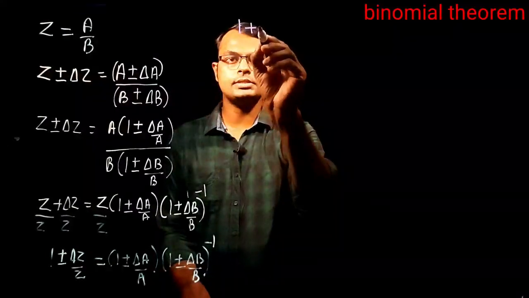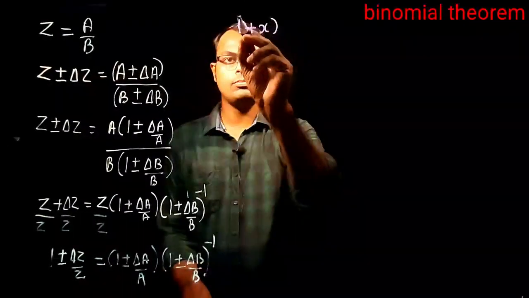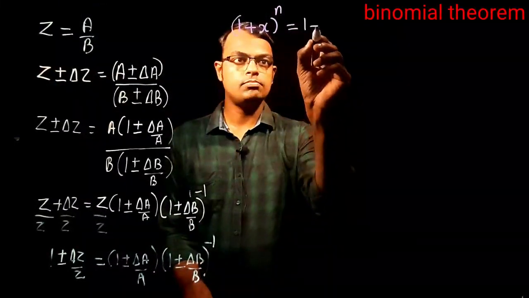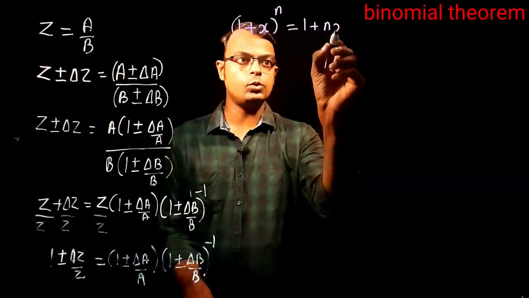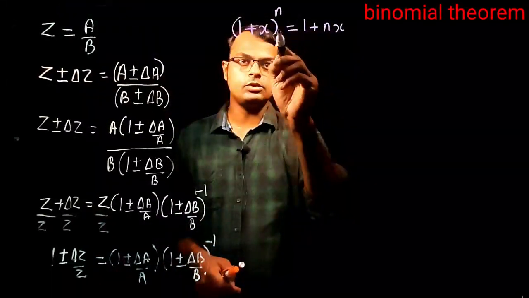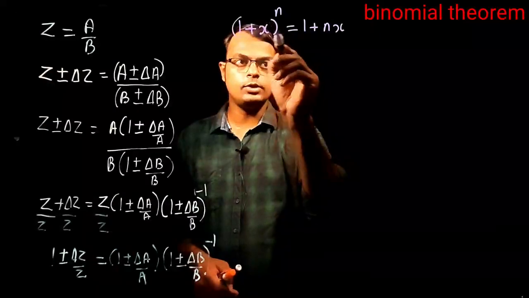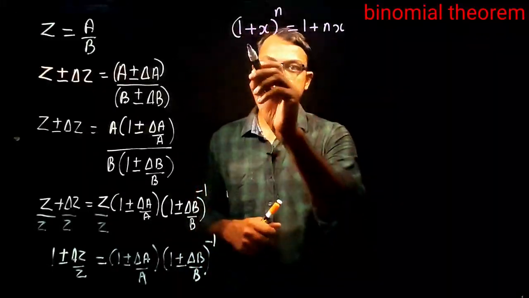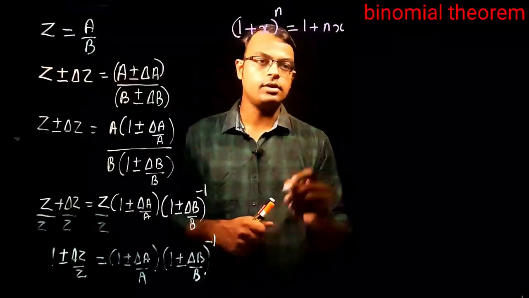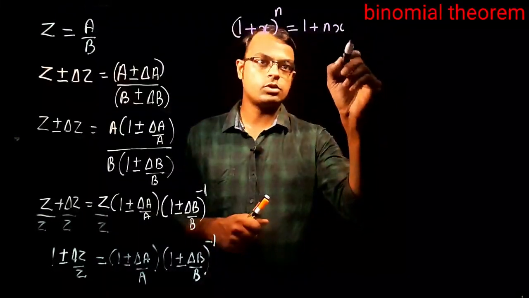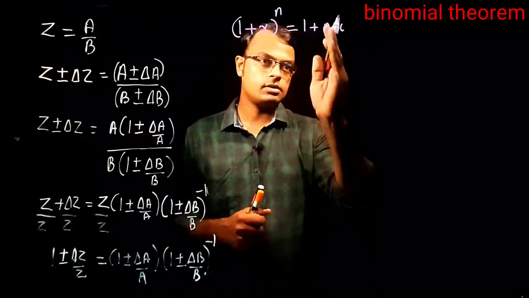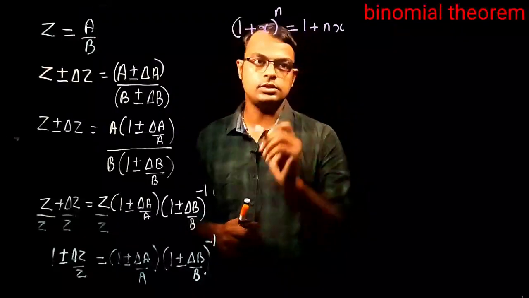(1 + x)^n is equal to 1 + n·x. Okay? The actual formula is (1 + x)^n = 1 + nx/1! + n(n − 1)x²/2!, etc. The further terms we are not using here because those terms are negligible. So we only use this term.